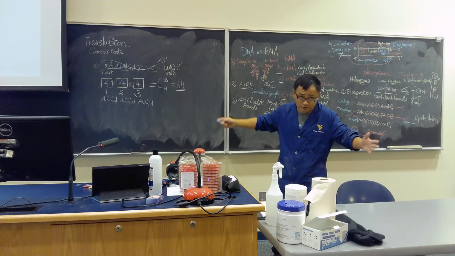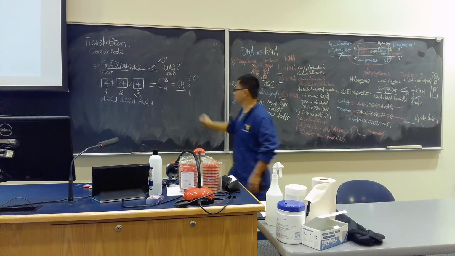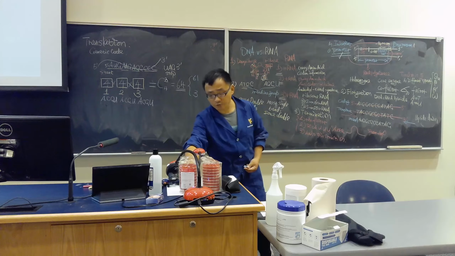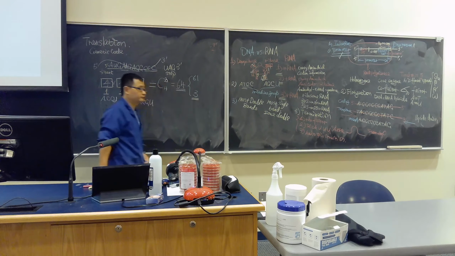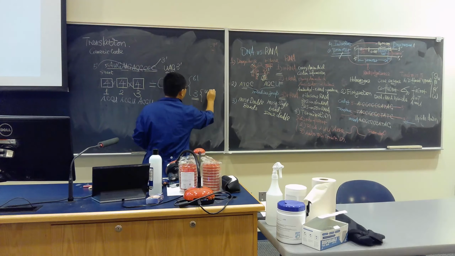But how then do we use it? We use only 61. How about these three? These three are responsible for a stop codon, for the stop of the translation. What are they? They are UAG, UAA, and UGA.